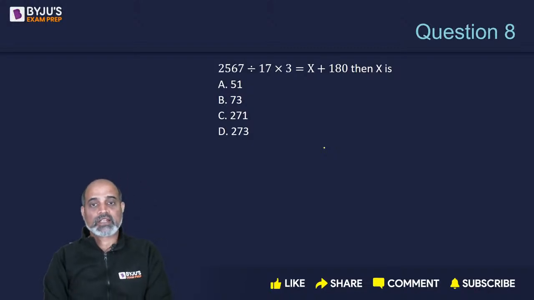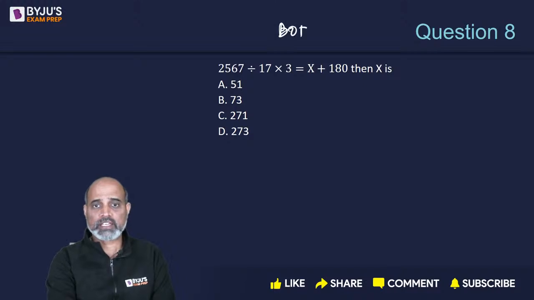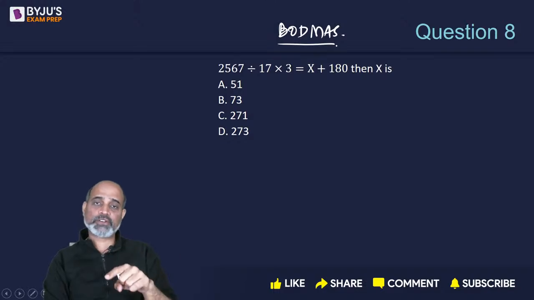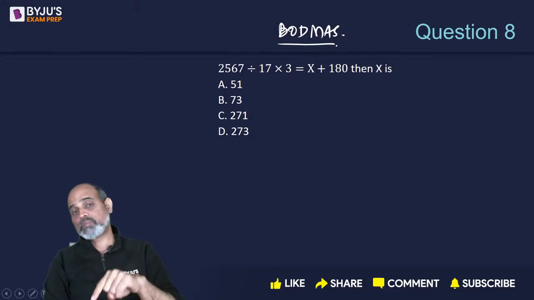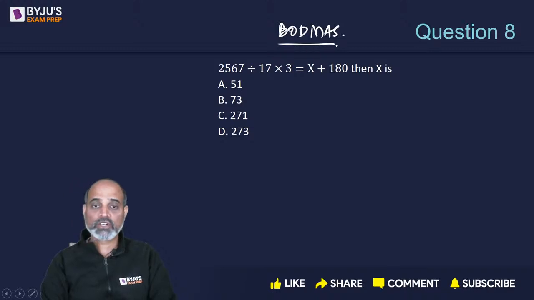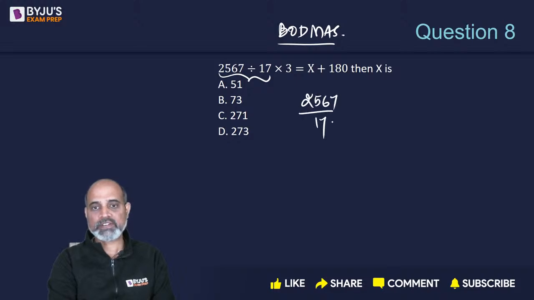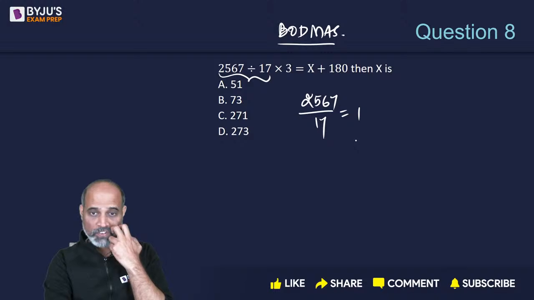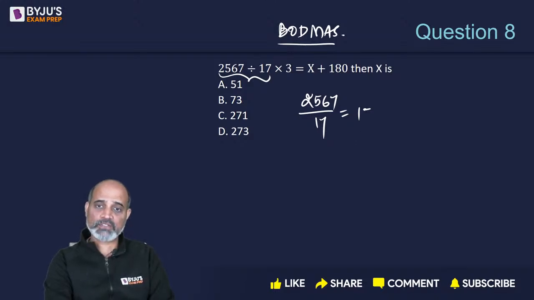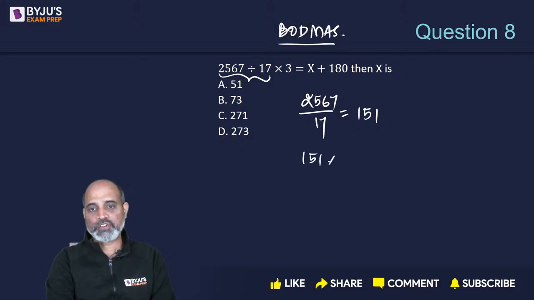Next. A question based on calculation, how to use operators. It is given as BODMAS, as in you will take care of the brackets or the bar, and then the word of, then division, then multiplication, then addition, then subtraction. So right now, the first calculation that will happen is going to be division, which is 2567 divided by 17, which is going to be 151. So we will get 151 into 3 is equal to x plus 180.